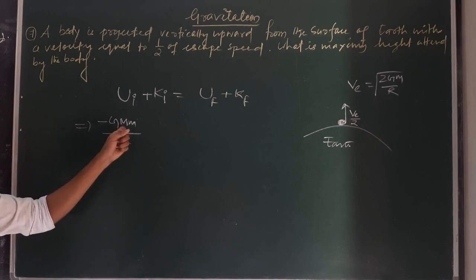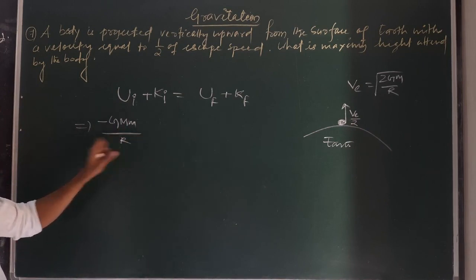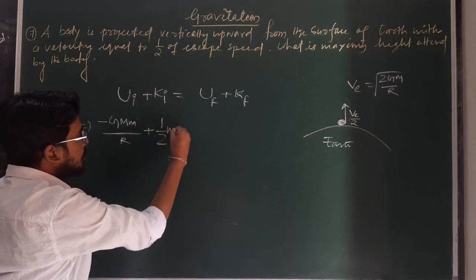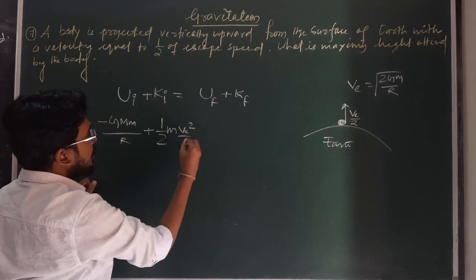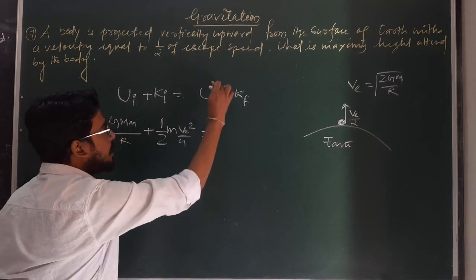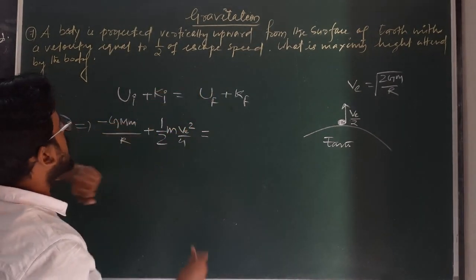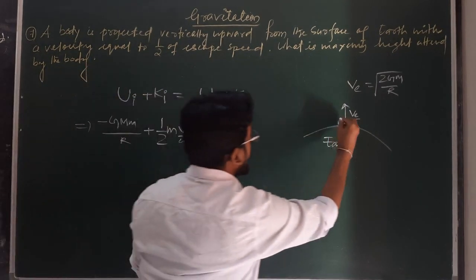What is capital M? Mass of earth, small m mass of the body, and r is radius of earth. Plus, what is initial kinetic energy? That is half m v square. Initial velocity is v e square by 4, which is equivalent to the final potential energy plus final kinetic energy. And the question asks what is the maximum height attained by the body.